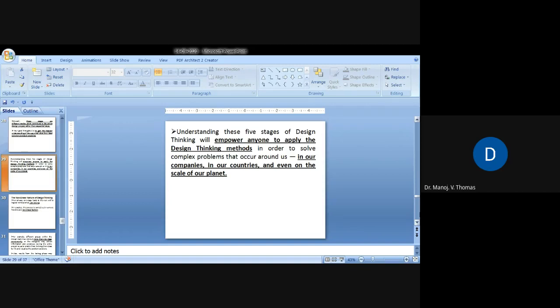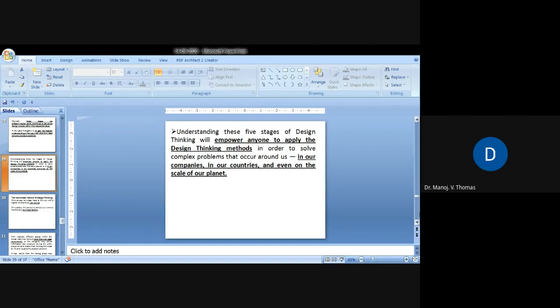Understanding these five stages of design thinking will empower anyone to apply the design thinking methods in our companies, because the design problem may be within the company, within the country, or even on the scale of our planet. I mentioned the issue of global warming. So it can be applied to any problem on any scale. So it is important to understand the approaches, how various stages are connected, how we move from one stage to another, why we call it a non-linear process, why we call it an iterative process, why we call it a flexible process. That is important.